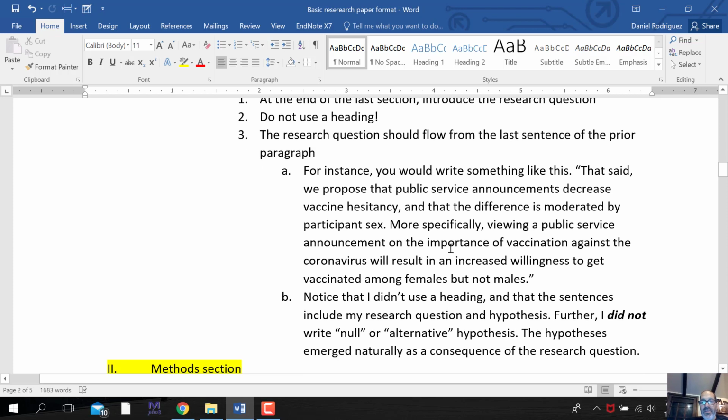So I explain it. I also, you'll notice, I'm very specific in my definitions, like viewing a public service announcement. That means viewing. There must be something visual. It has to be on the importance of vaccination against the coronavirus, and will result in an increased willingness to get vaccinated. So this is being measured by something. There's some scale that's measuring willingness to get vaccinated, right? So I'm very, very specific. So I could fail this. What if I find that it works for males and not females? So I failed, right? So I'm taking a chance here. That's what research is about.